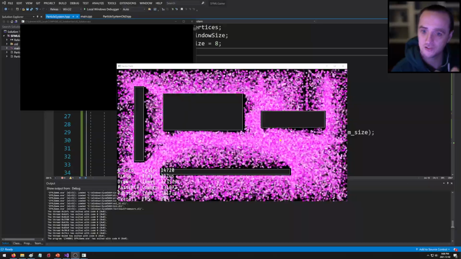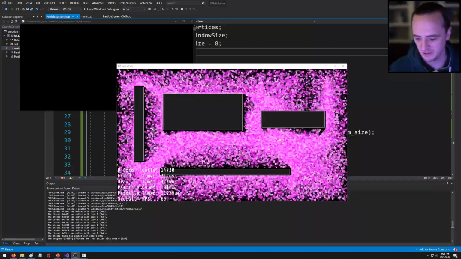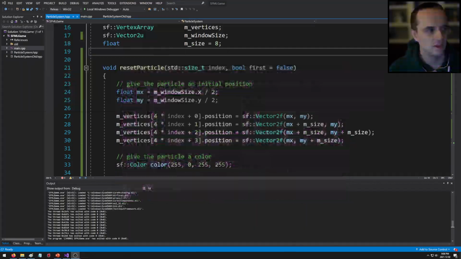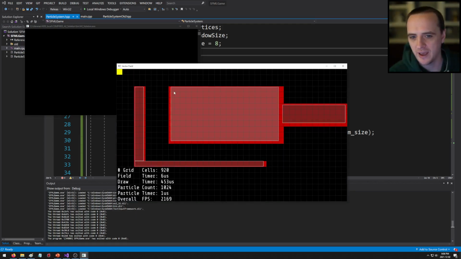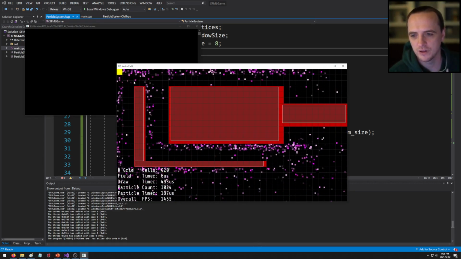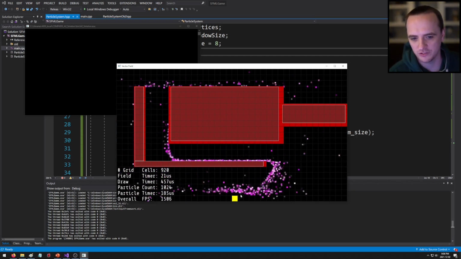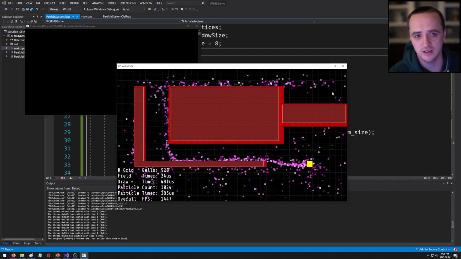Now, this particle system had, let me reset this. This particle system has far more advanced physics because it's colliding with walls and stuff like that. But essentially, it's what we just did.